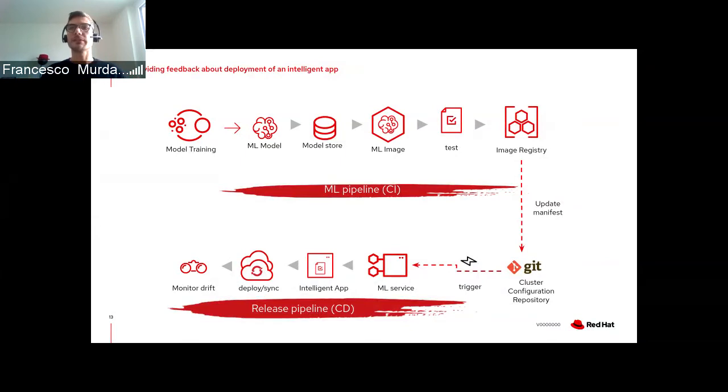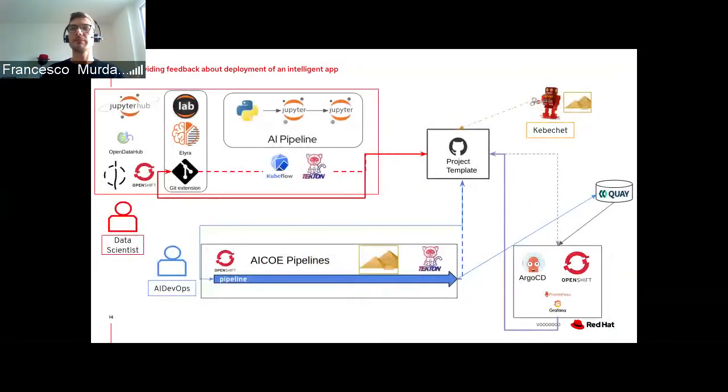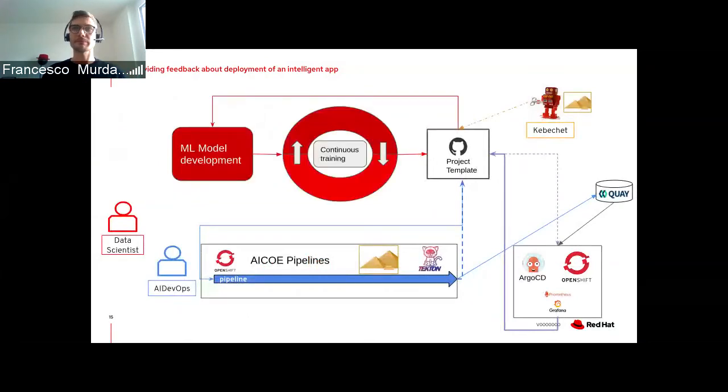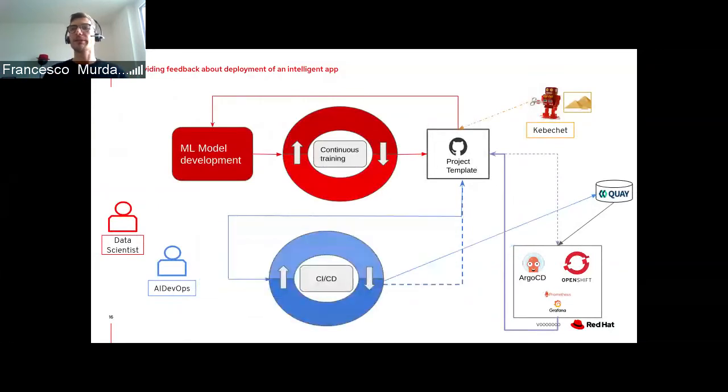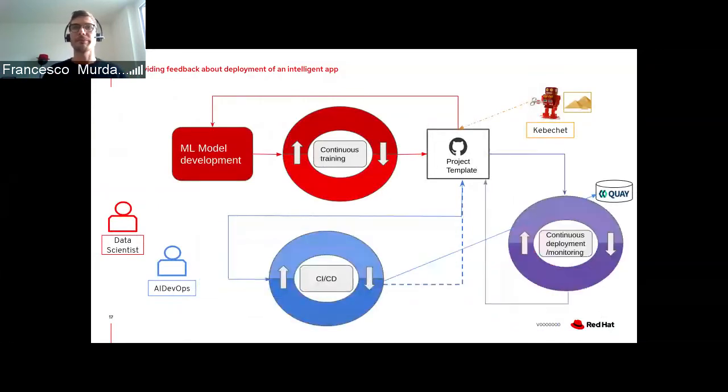So if we focus on these three big parts of this schema: the first one is the model deployment, you have continuous training. The second one is the CI/CD. And the third one is the continuous deployment and monitoring. So where do we want to add this feedback? Now we see where the new pipeline fits in this context.